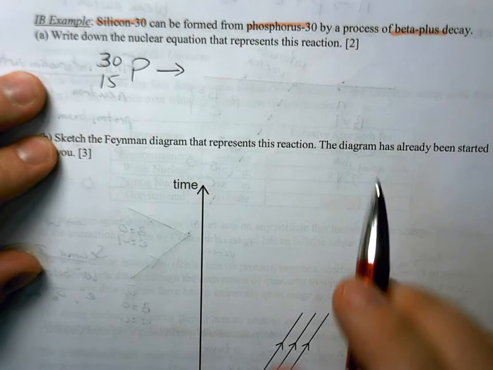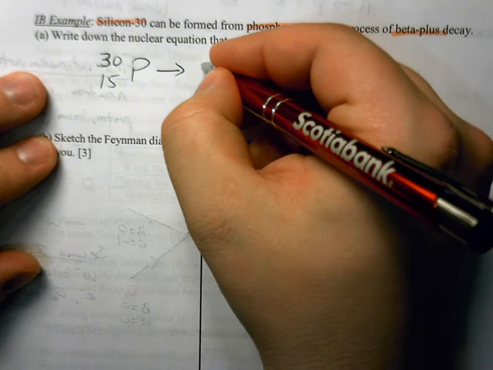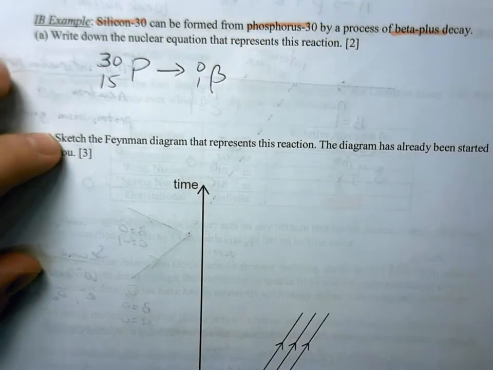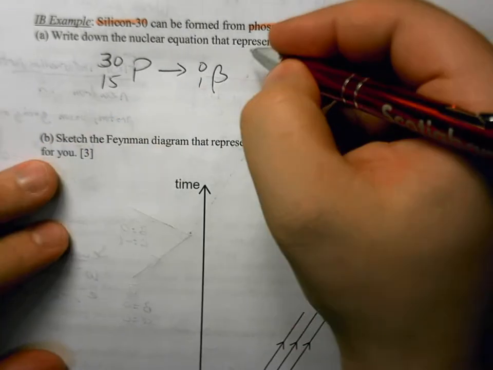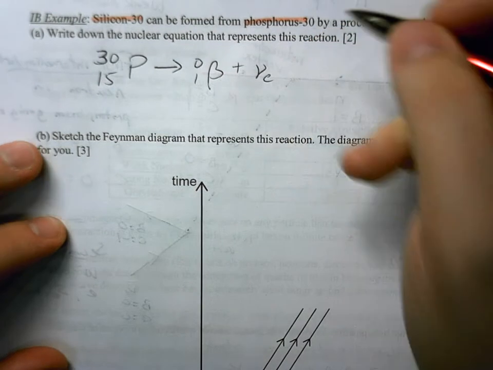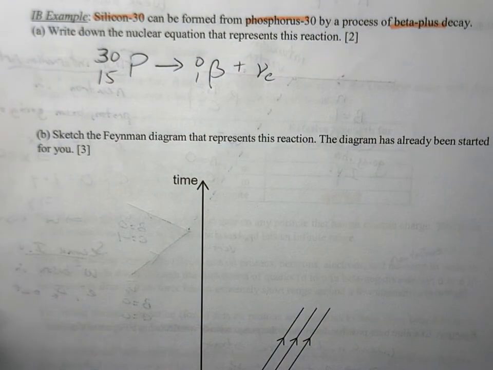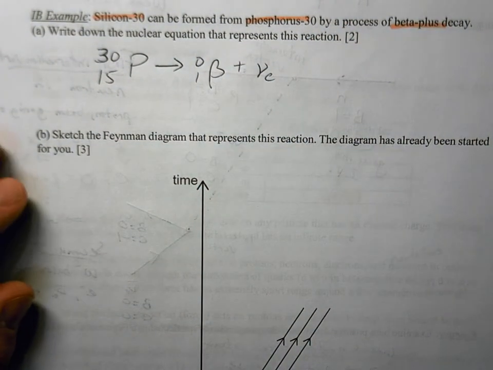And then we can deduce this is silicon 30, because in a beta positive decay, or beta plus decay, we certainly have to have our positron, our 0, 1 beta. If you put 0, 1 e, that's fine. And we have our neutrino. And then we can look at our conservation laws to deduce the daughter element.